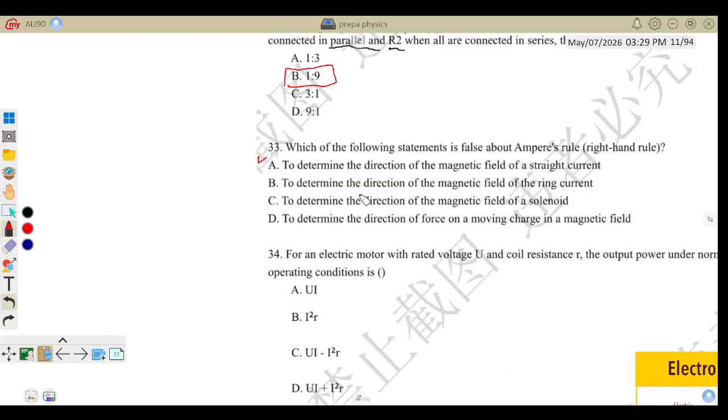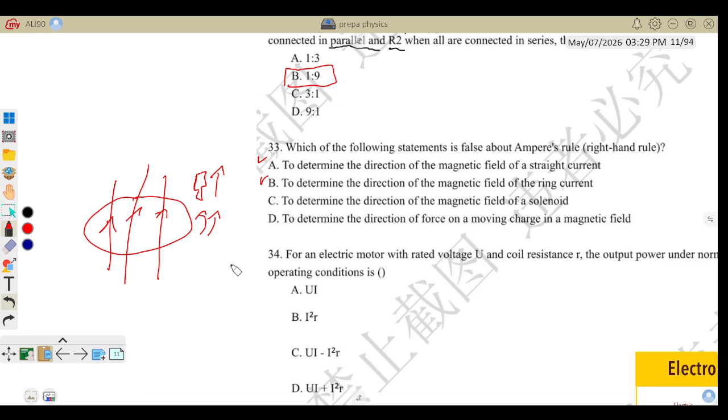For B, to determine the direction of the magnetic field of the ring current, the same for a certain ring. If we curl our fingers like that, the thumb will point to the direction of the field, the magnetic field. That means B is correct as well.